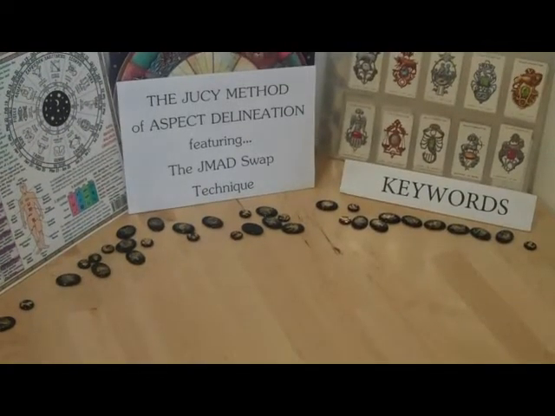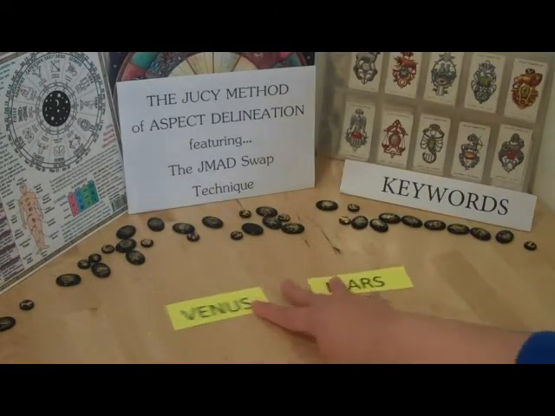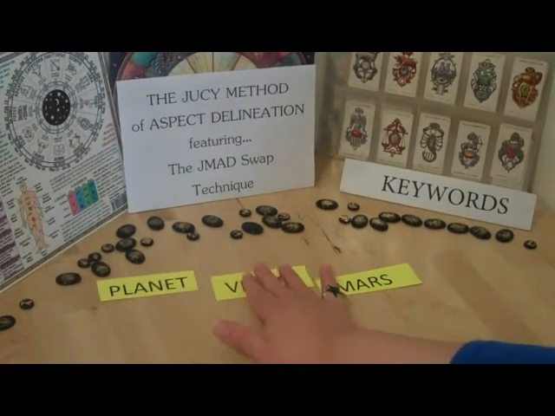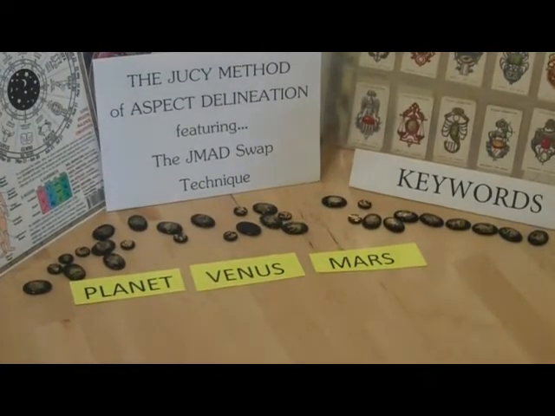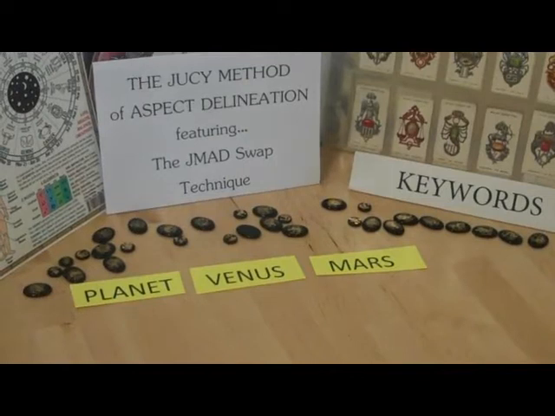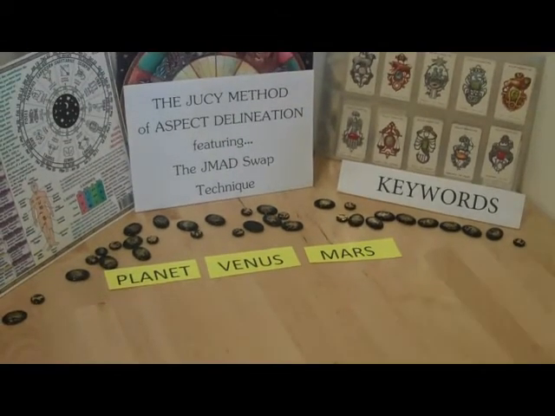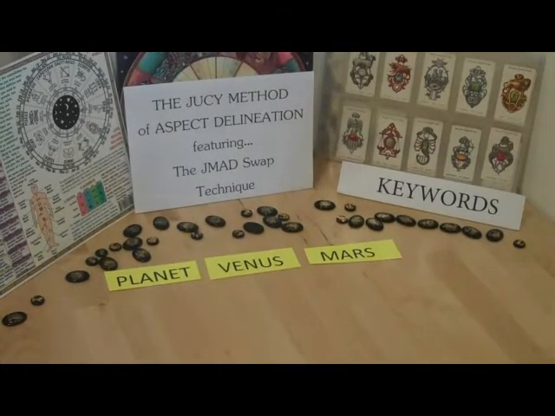So let's take a look at an example of delineation. Let's work with Venus and Mars. With the traditional method of planet-to-planet keyword delineation, we may get the planetary keyword for Venus as love, and for Mars, hot. So it delineates to hot love, or love is hot.